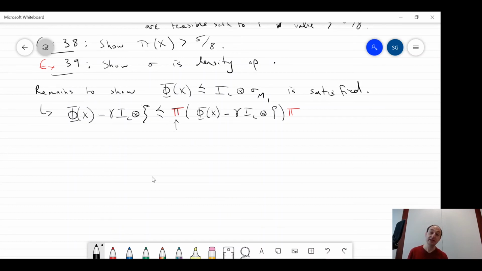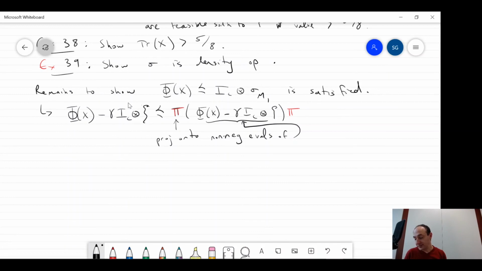Well, we just look at the definition of pi, right? Pi was supposed to be the projector onto the non-negative eigenvalue space of precisely this operator, what's here in the middle. So essentially it throws out all the negative eigenvalues, all the eigenspaces corresponding to those, and just keeps the non-negative part. And so certainly this thing will be bigger than this thing in the PSD ordering, okay? Because we just threw out all the negative stuff, right?